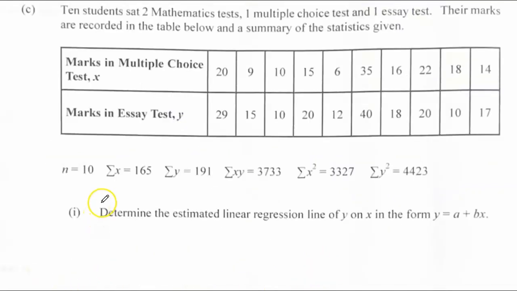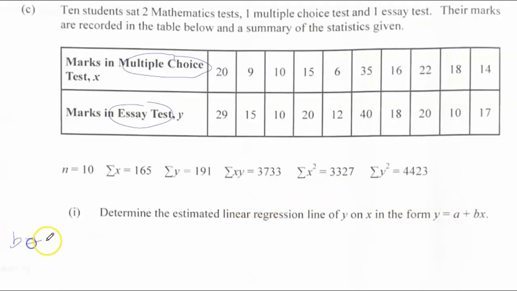Part C, 10 students had 2 maths tests, 1 multiple choice and 1 essay. So the multiple choice scores are above here, and the essay scores are here. Their marks are recorded, and we can show the table there. Determine the estimated linear regression line of y on x in the form y equal a plus bx. So the formula sheet gives us these formulas. Let me just write them out.